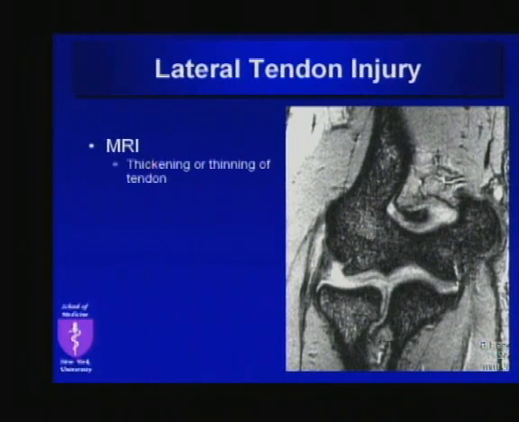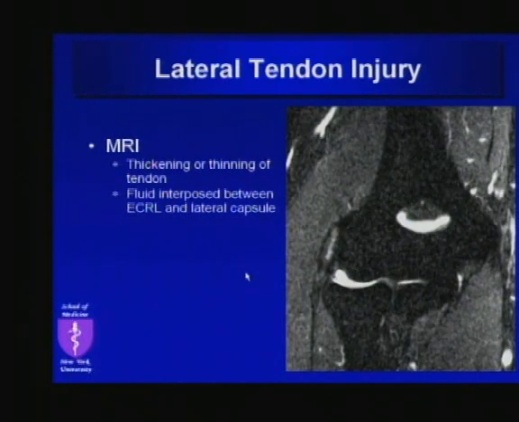Well, on MRI, you can see thickening or thinning of the tendon, but I think what you see a little more commonly actually is fluid interposed. I don't know if that red circle is showing up very well here, but fluid interposed here between the extensor carpi radialis longus and the underlying lateral collateral ligament. That's exactly where the extensor carpi radialis brevis should live.